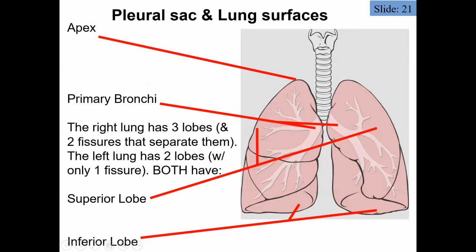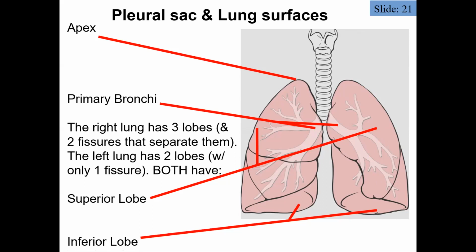If we look at each lung, we can describe certain regions of the lung beyond the surfaces. So we've got the apex of the lung, which is the pointy surface that's found superiorly. We've got the primary bronchi, so the division of the trachea into right and left structures is called the bronchi. We've got right and left primary bronchi. And then we've got the different lobes of the lung. So we've got the superior lobe and the inferior lobe of the left lung. So the left lung only has two lobes.